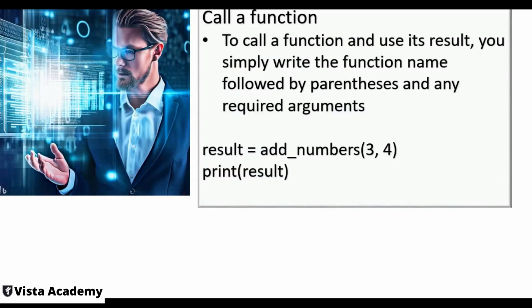Next is how to call a function. To call a function and use its result, you simply write the function name followed by parentheses and any required arguments. In this case we have created a variable result, inside that we call the function, and then we print. It will add both the numbers. This is the way we define and call a function.